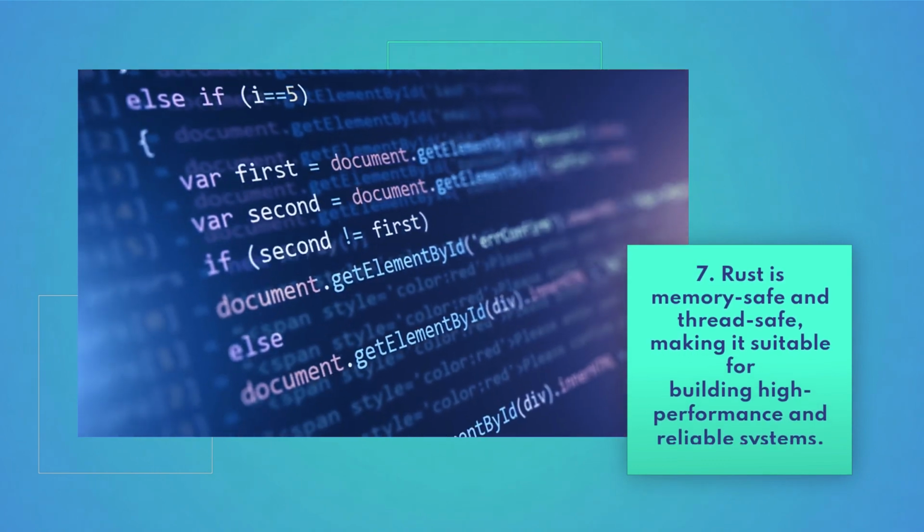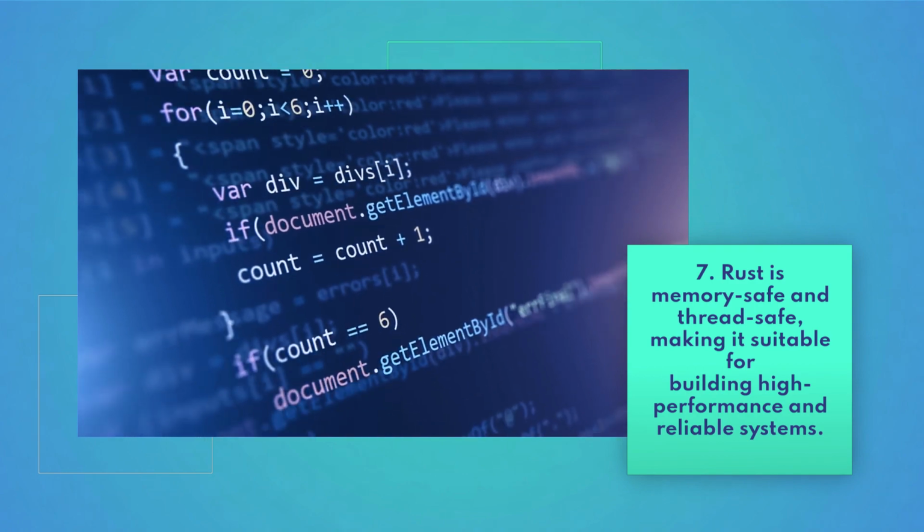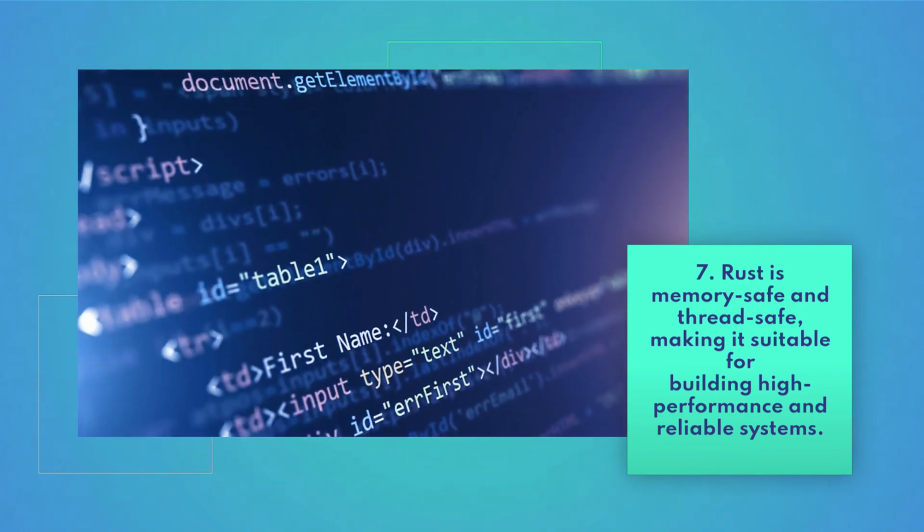Rust is memory safe and thread safe, making it suitable for building high-performance and reliable systems. Rust's memory safety and thread safety features make it suitable for building high-performance and reliable systems, such as web servers, operating systems, and game engines.